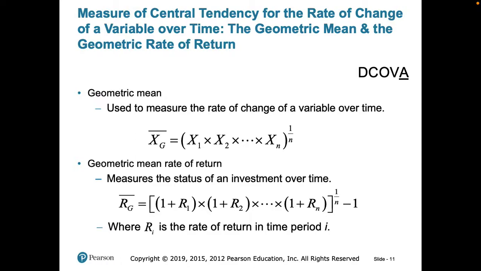We have x bar of g equals x1 times x2 times and so on through xn, and then you raise that to 1 divided by the number of observations. This is good when you want to measure the changes in rates of return over time. And here we have R bar of g equals 1 plus the rate of the first period times 1 plus the rate of the second period, and so on and so forth. And then once again, you raise that to 1 over the number of observations, and then you subtract 1 from that.